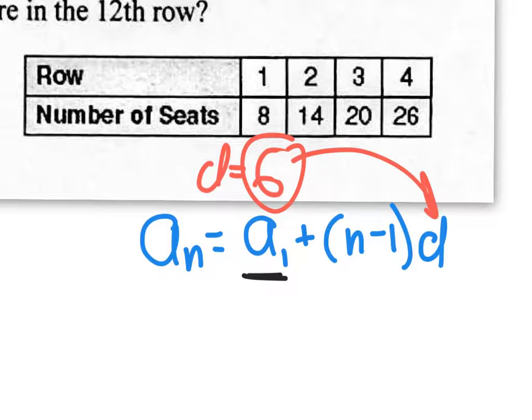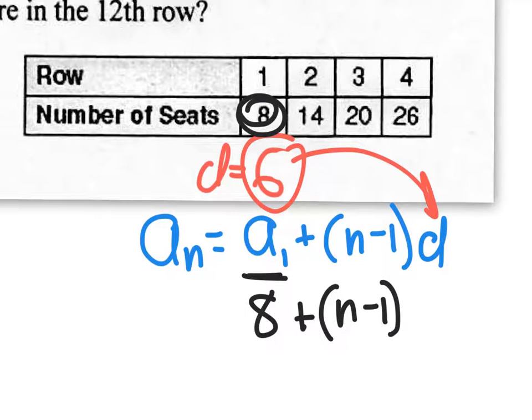A sub 1 has to be 8. That's the first number on your list. So let's start writing this. 8 right here plus parenthesis n minus 1 close parenthesis times a common difference, which is 6, equals an a sub nth term.